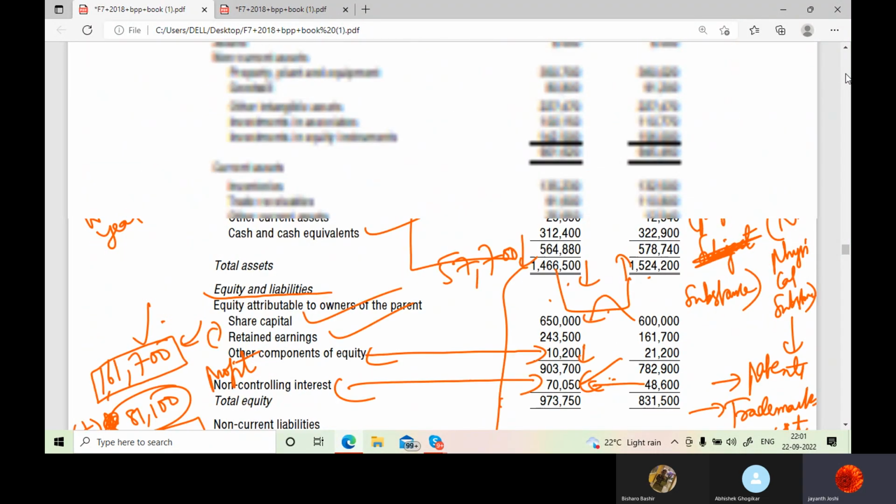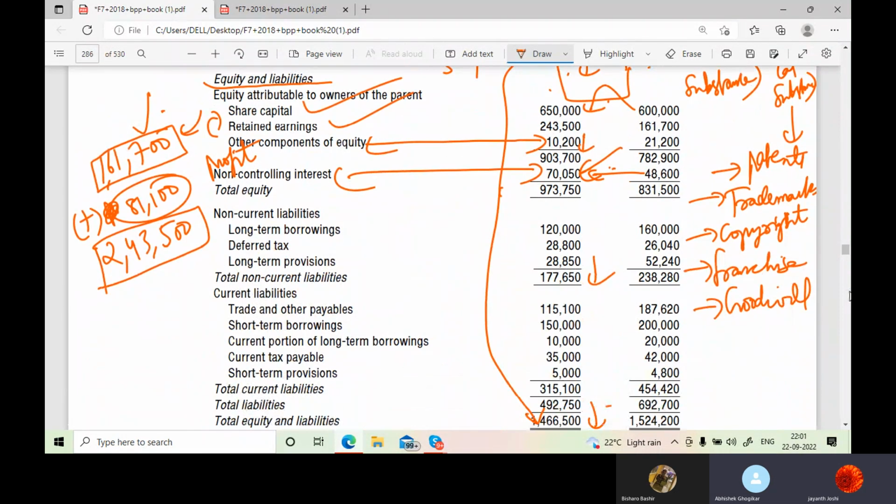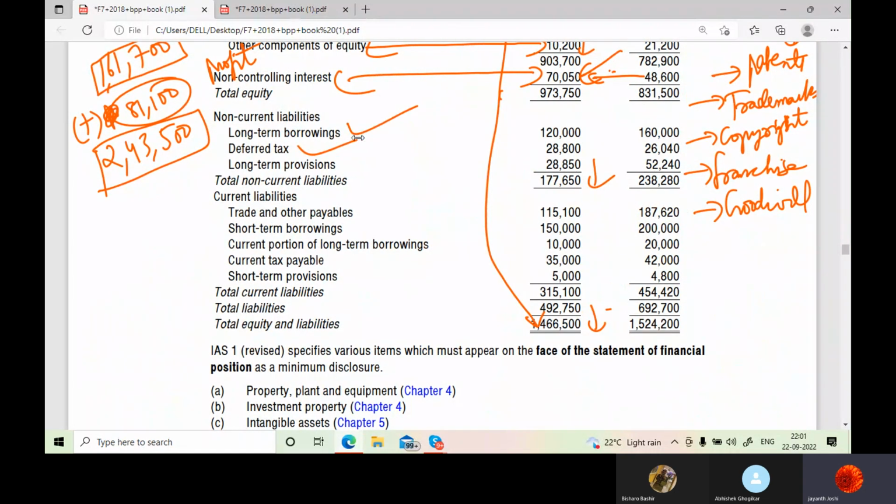And let me be very clear, this is a group financial statement. This is a statement of financial position, for example XYZ group. And I have explained yesterday what a group is. And then non-current liabilities are nothing but long-term borrowings, deferred taxes. That means you have not paid your taxes this year, which you have to pay next year. So it's a long-term liability. Then some provisions you have made related to some investment or some expenditure.